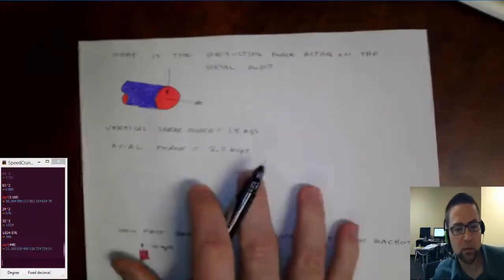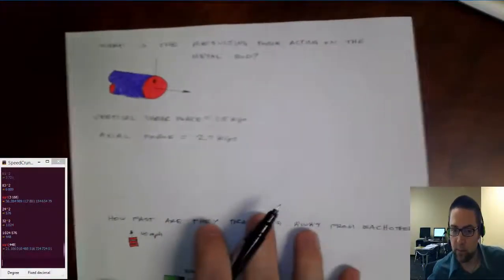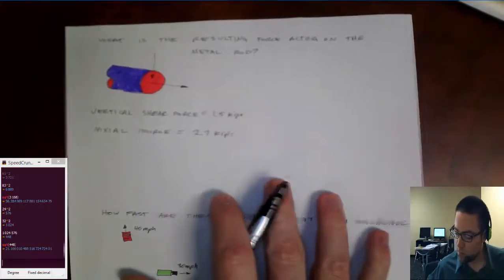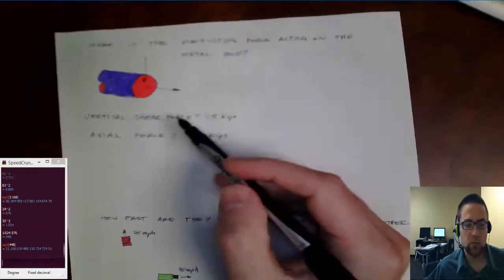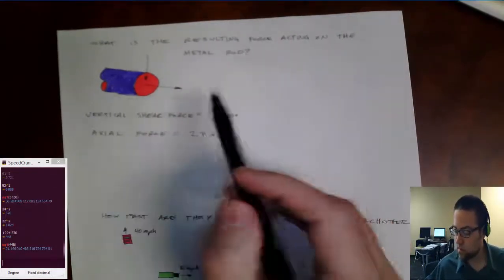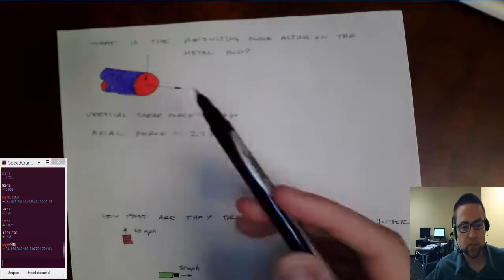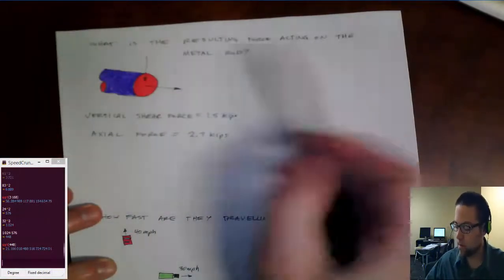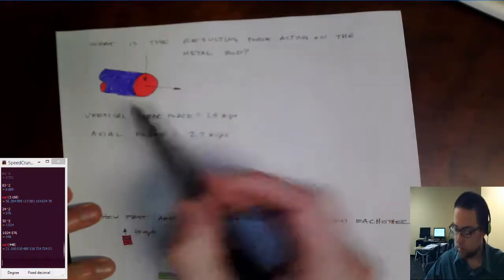Okay, welcome back. We're going to do our second part of application problems with the Pythagorean theorem. One of the things that we do with application problems is talk a little bit about science. I'm not so concerned about you understanding the physics behind this, but what is the resulting force acting on a metal rod, on the metal rod?